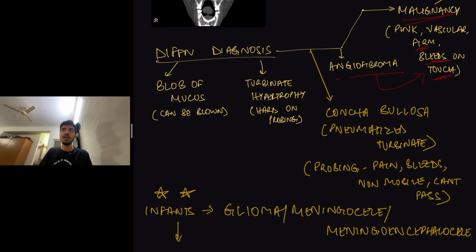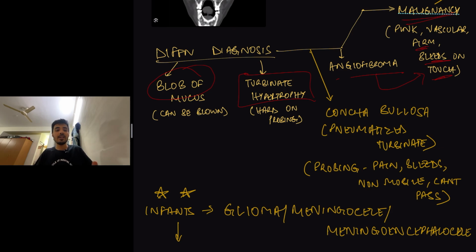Then you have a blob of mucus, which is one of the differential diagnoses, where it can be blown out easily. And then you have turbinate hypertrophy. Turbinate hypertrophy also appears very similar to polyp, but when you do a probe test in turbinate hypertrophy, you have the complete opposite findings to that of polyp.